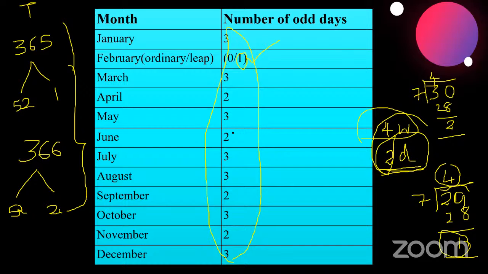Ma'am, how to calculate a leap year in a century? 24 is coming, no, ma'am. That I can't understand, ma'am. You can't understand. Okay, let me just ask whether you have doubts till here.